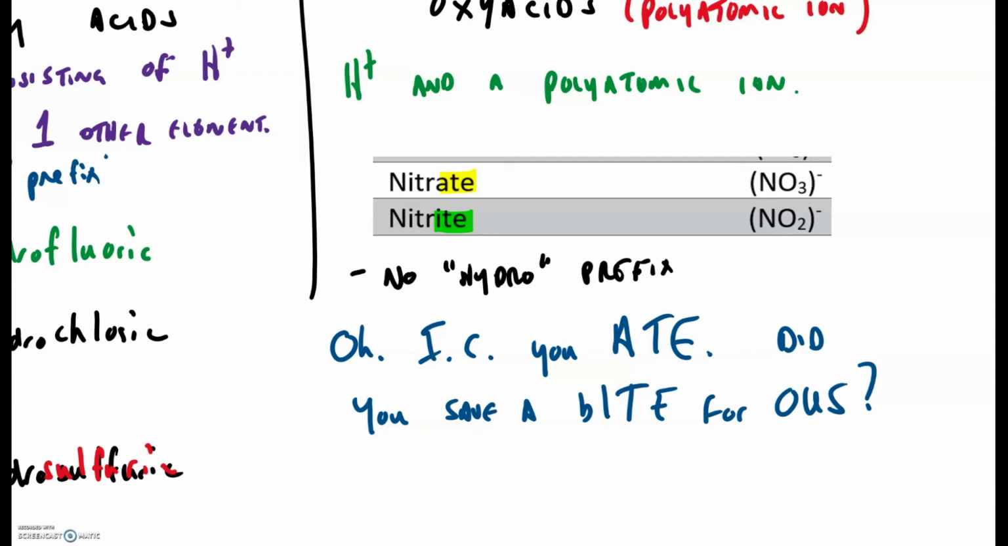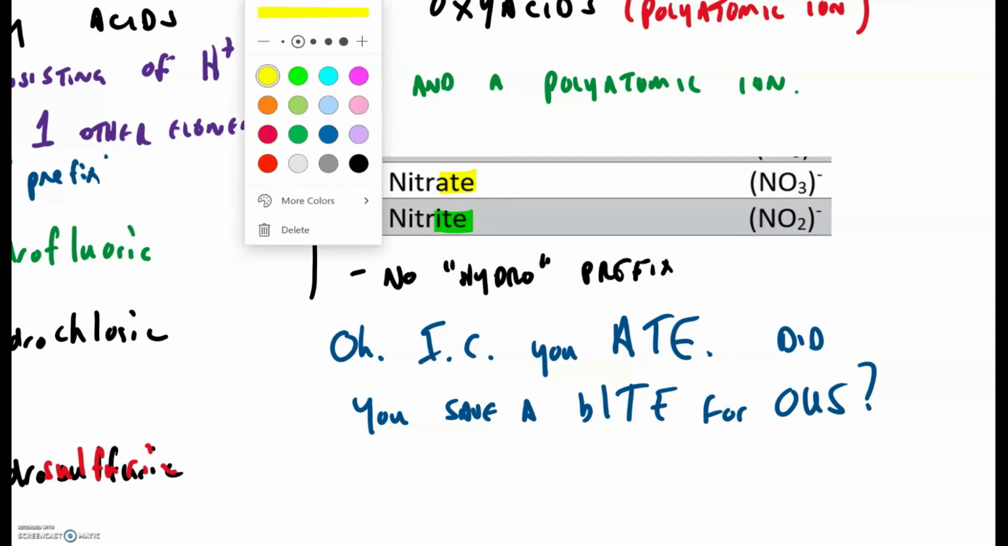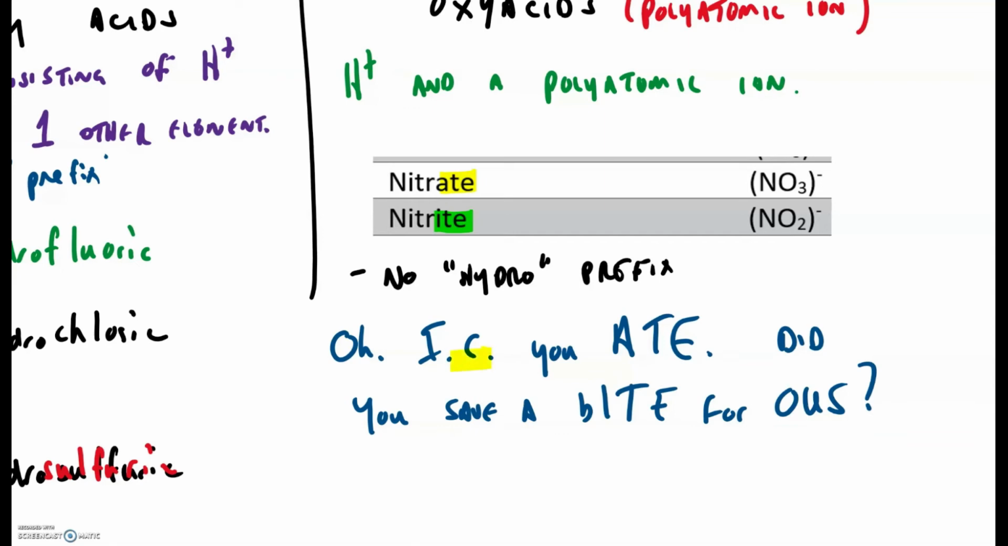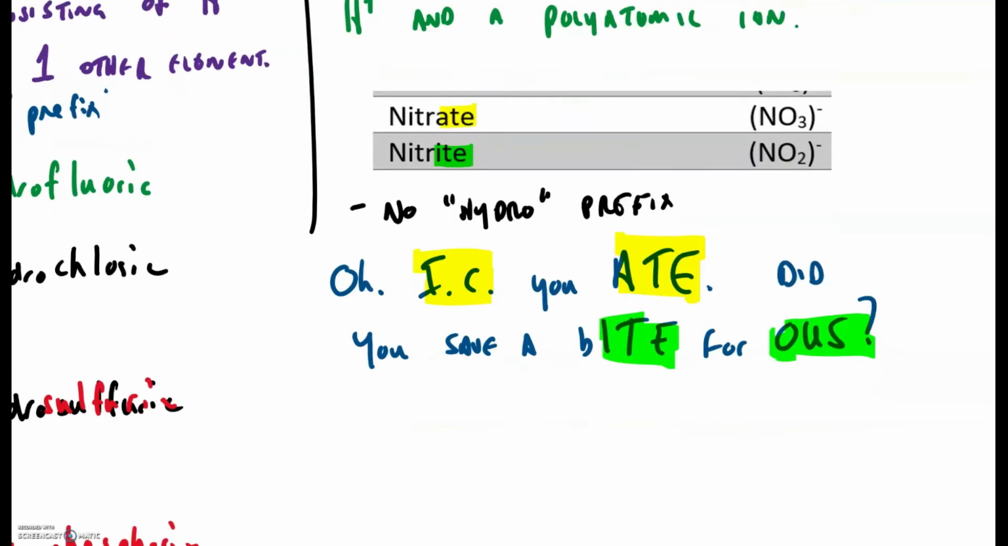This sounds like a bunch of gibberish, Mr. O. You've lost it. It works like this. Anytime we have a polyatomic ion that ends in ATE, we're going to change that ending to IC. Anytime we have a polyatomic ion that ends in ITE, we're going to change it to US.